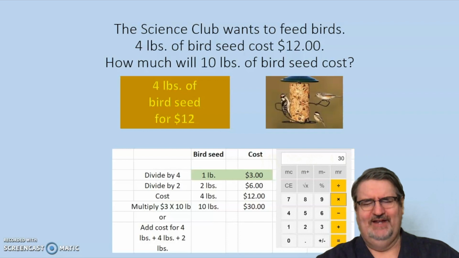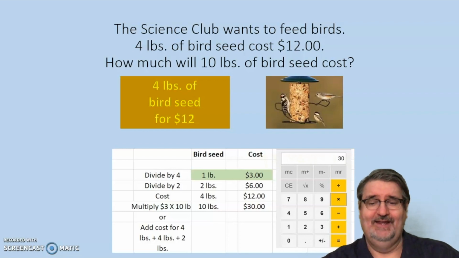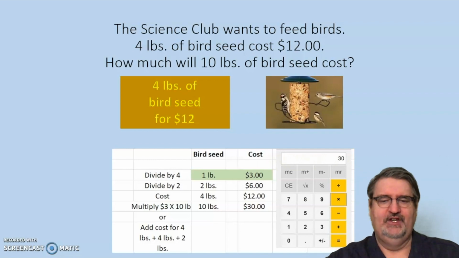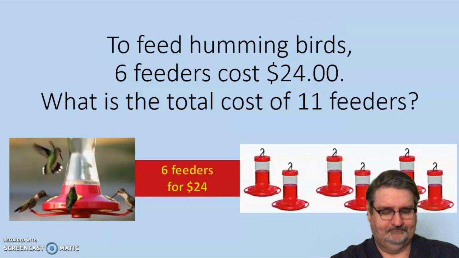Another way is we could add to get there, because 4 pounds plus 4 pounds plus 2 pounds equals 10. So $12 plus $12 is $24, plus 6 is $30. So you can either multiply to get there, or you can add.